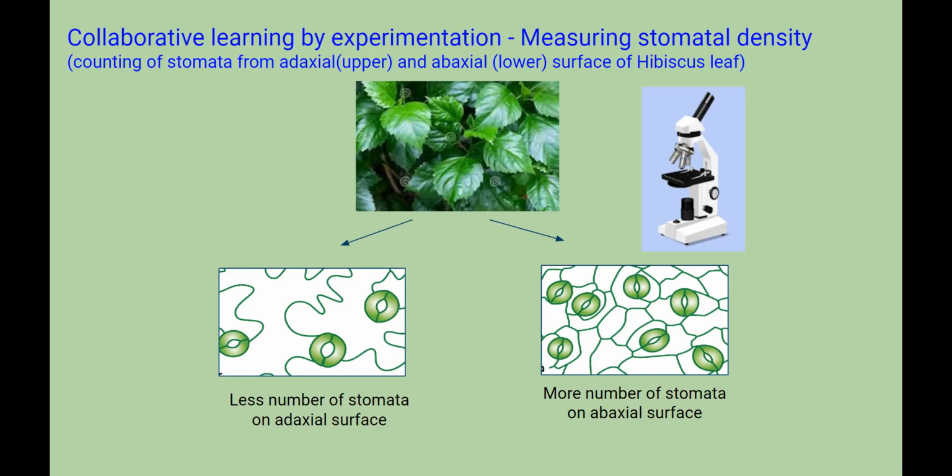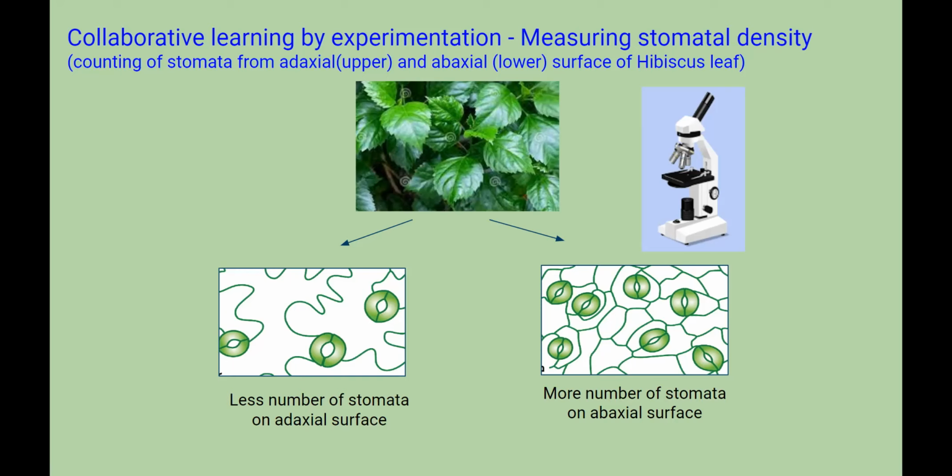What are stomata? How are they arranged on the surface of leaves? What is the number of stomata on the upper surface? What is the number of stomata on the lower surface? They can count and see that the upper surface has fewer stomata compared to the lower surface. So here we can conclude that fewer stomata are present on the upper surface so as to minimize the rate of transpiration. Accordingly, this activity can be done.